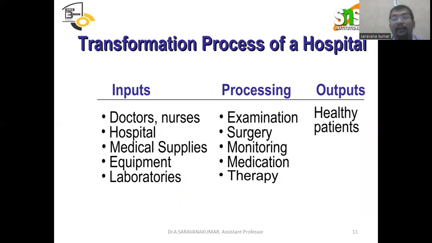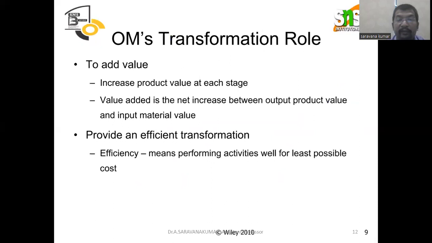If you take a hospital: inputs, processing, output. Who are the inputs? We already said human resources: doctors, nurses, hospital equipment, medical supplies, laboratories. And every day you process by examining the patient: examination, surgery, monitoring, medication, therapy. Everything is converted into output. What is the output of every hospital? Healthy patients. That's the main aim of every hospital. It relates to the healthcare sector.